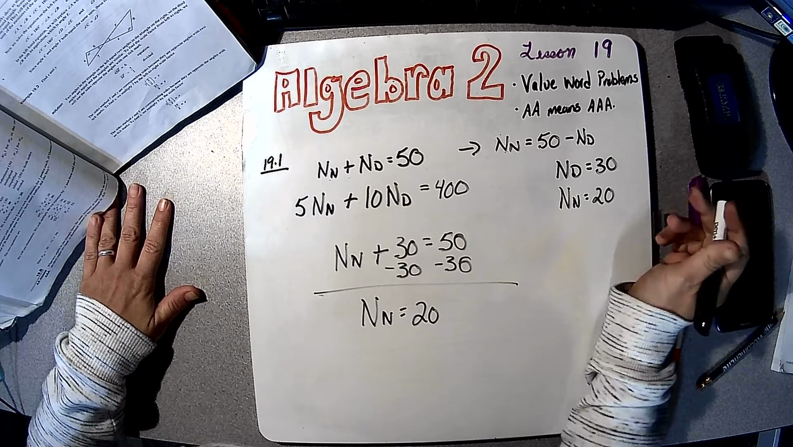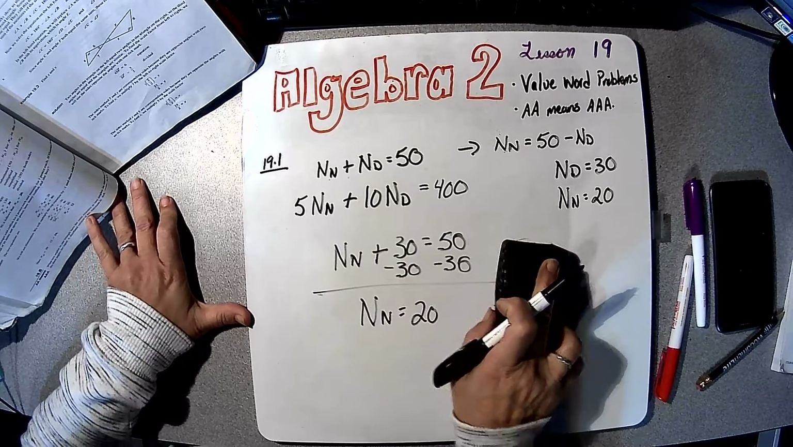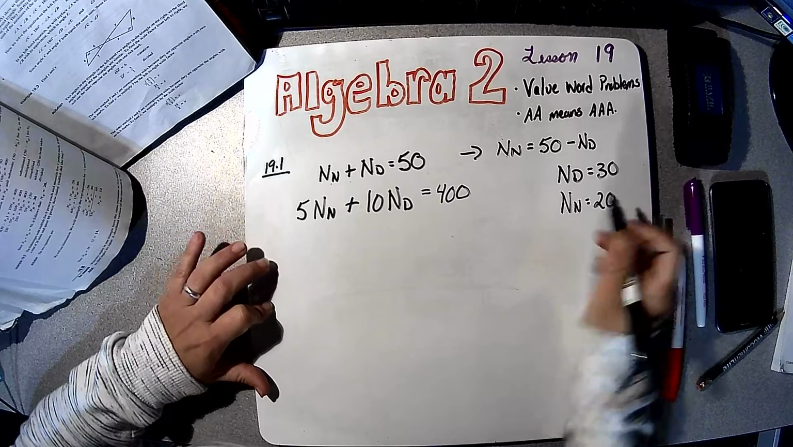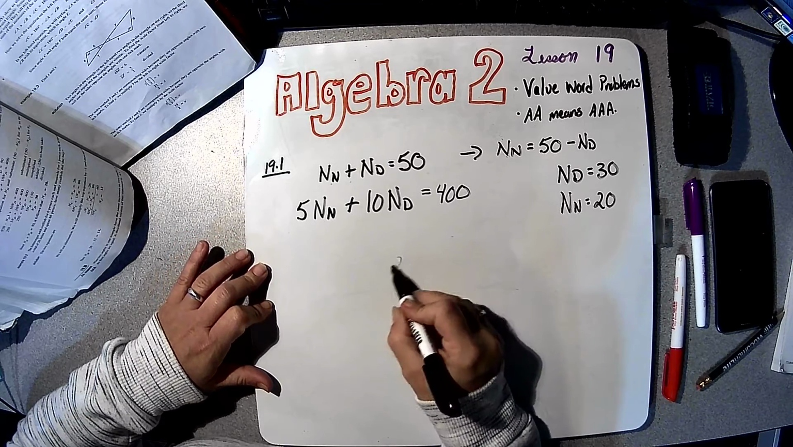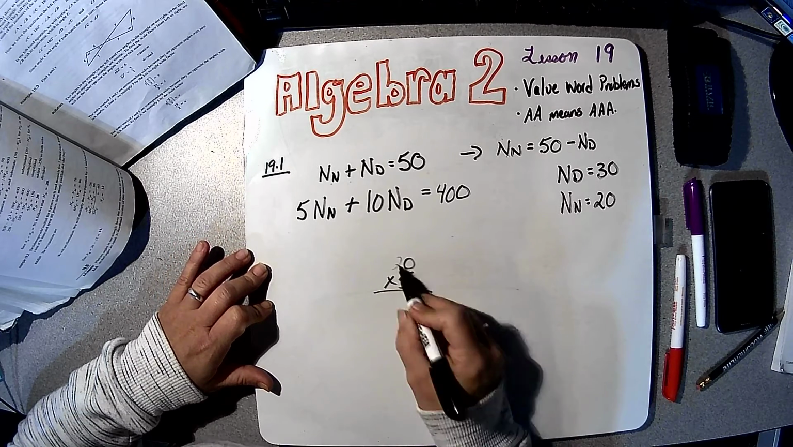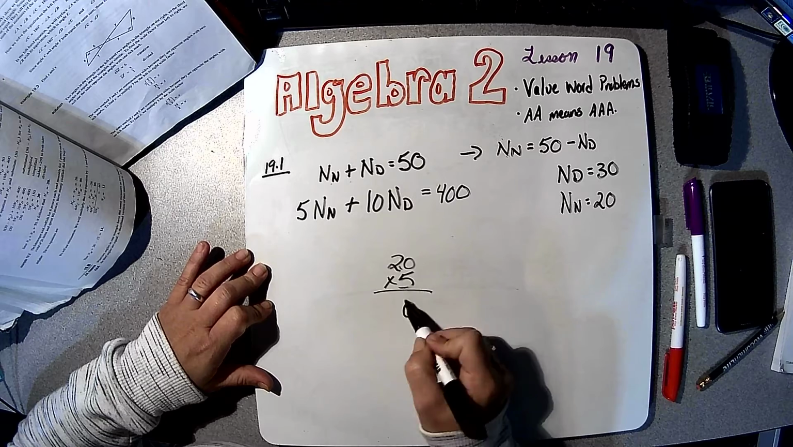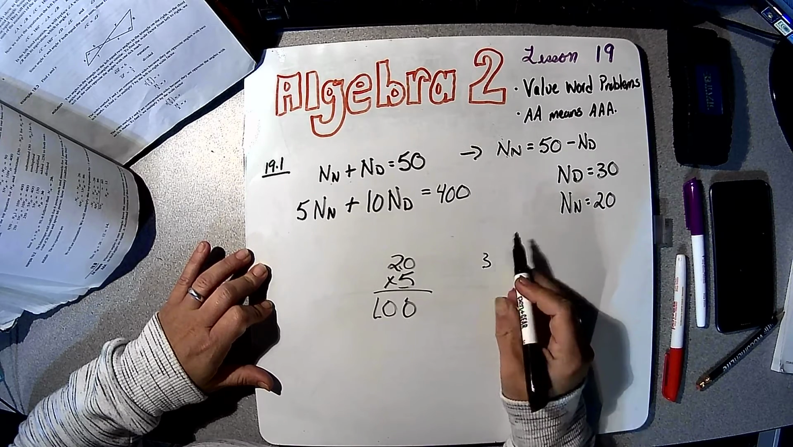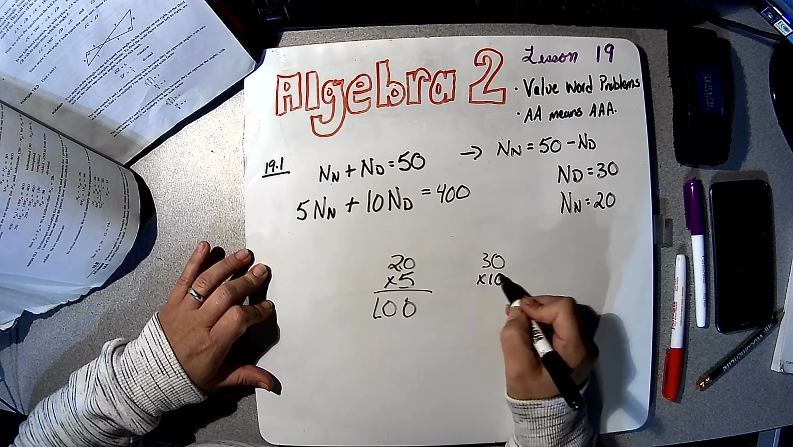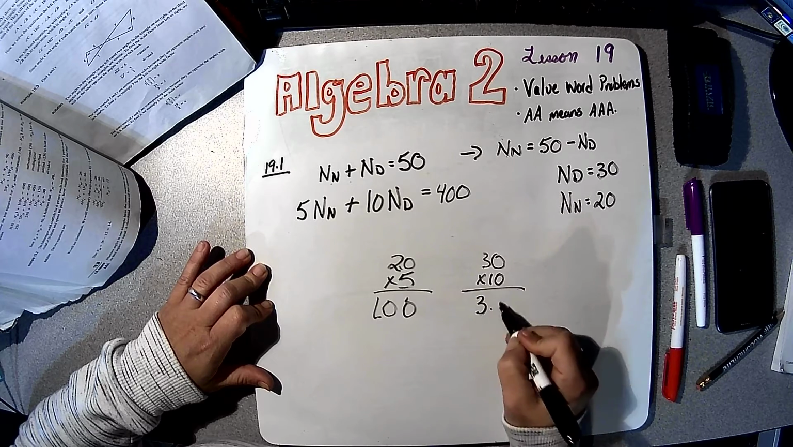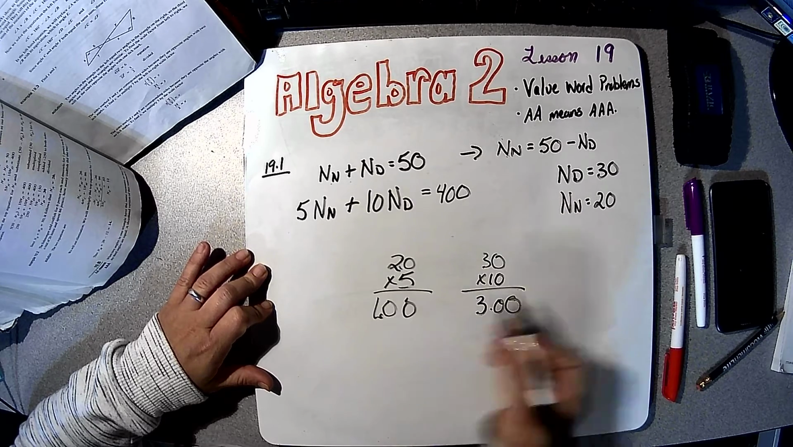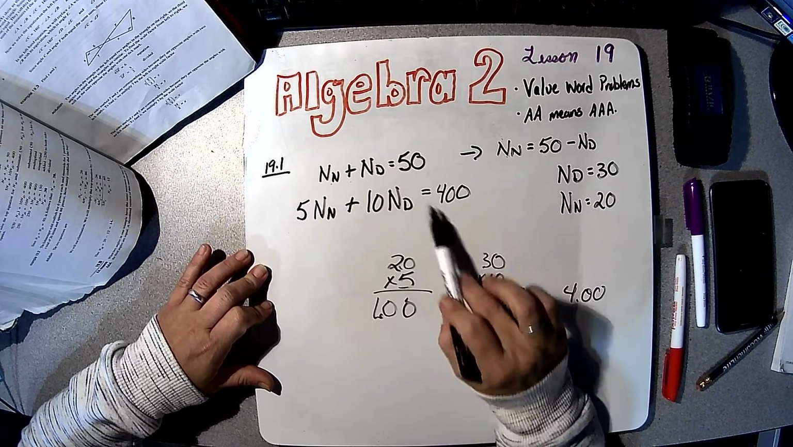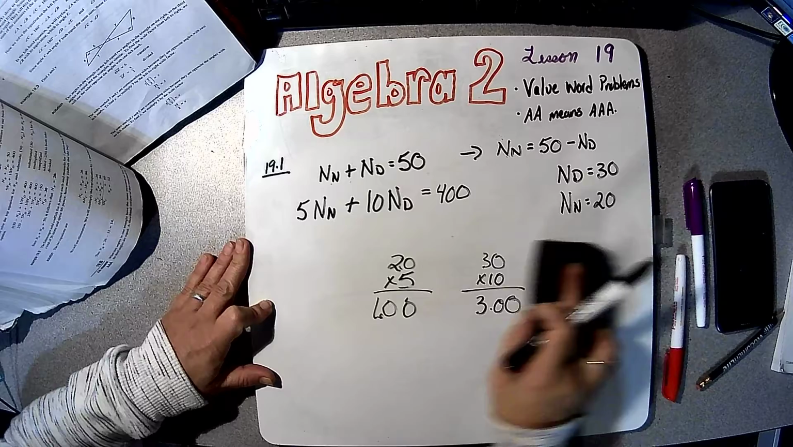And we could multiply this out to make sure that we're right. So we could say the number of nickels are worth 5 cents. So if we had 20 nickels times 5, we're going to have $1. And then we have 30 dimes. So 30 times 10, we're going to have $3. And if we add those together, we'll get $4, which is what it said we had in the original problem.